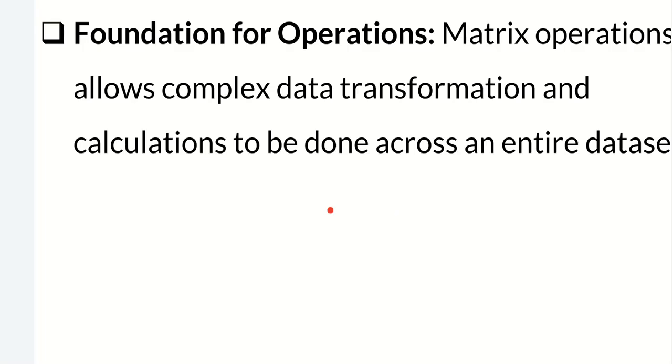Now, matrix operations allow complex data transformation and calculation to be done across what? An entire data set. Now, machine learning and deep learning, they all rely on this transformation. And that is what we'll talk about next week. When a vector is being transformed from one space to another, it can be the same space, but this is done by a matrix. And deep neural networks, this deep learning, they are just transforming the data from one space to another, and they use matrices.